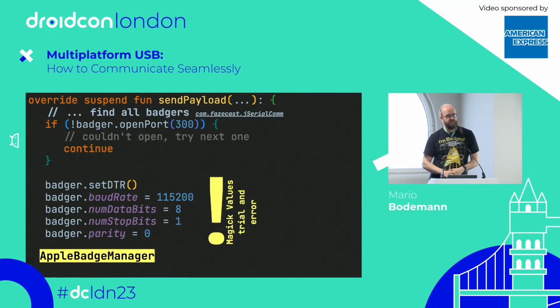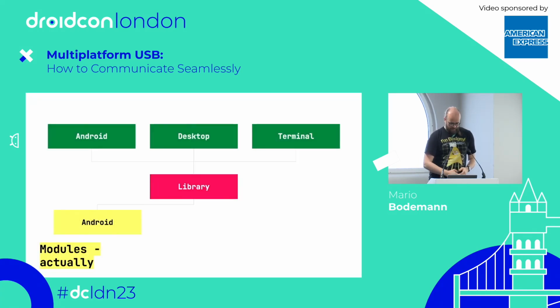Those are the values you need to set on all of the platforms, but specifically here on Mac, you have to use the iSerialCom library, set it this way, and then you can communicate with the badge on your desktop machine.